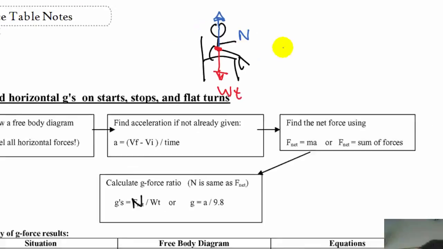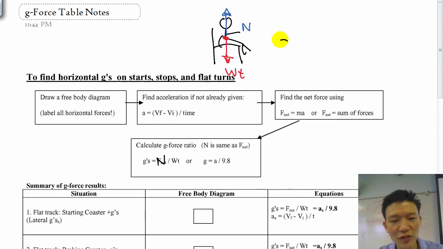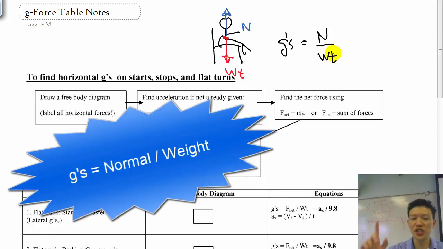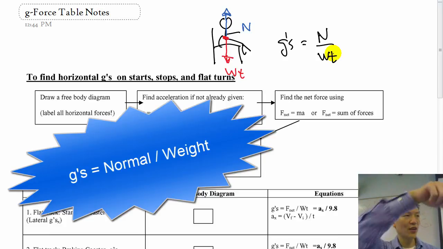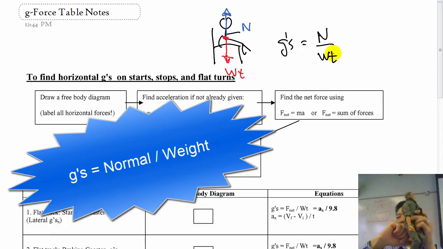So here's how we can define G's really simply. G-force is really the ratio of the normal force on your body compared to weight. And normally you feel 1 G because you just experience the normal pull of the Earth's gravity. If you weigh 150 pounds, your seat is pushing up on you 150 pounds, right? If you weigh 200 pounds, then your seat pushes up 200 pounds.